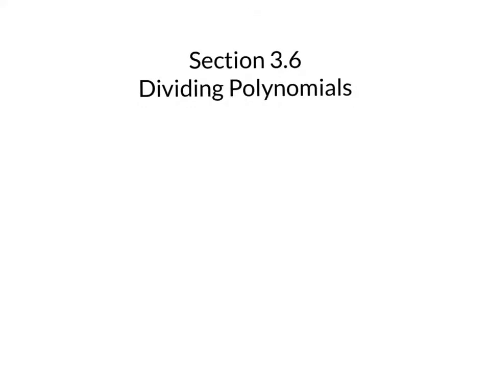Section 3.6, Dividing Polynomials. This is a fairly short section. We've already done problems similar to this. 20a to the 7th divided by 5a to the 5th. We've talked about problems like this. In order to divide this, first of all you're just going to divide the coefficients here. 20 divided by 5 gives me 4.